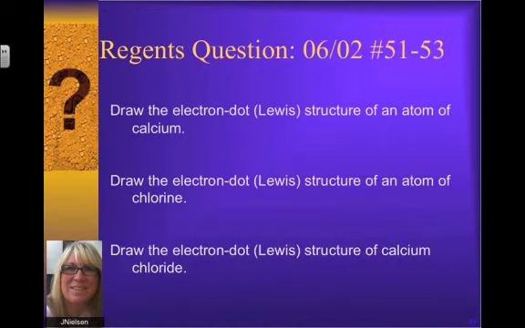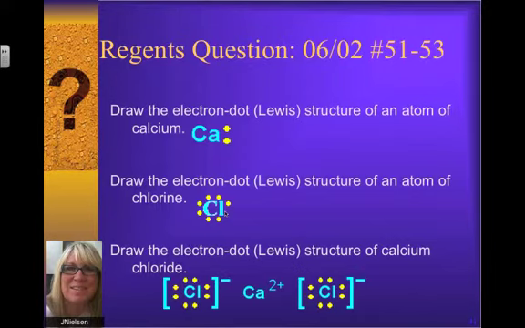Draw the Lewis structure for an atom of calcium. Calcium has 2 valence electrons, so Ca, 2 dots. Draw the electron structure for chlorine, Cl with 7 dots. Draw the electron-dot structure of calcium chloride. Well, you can see that chlorine only needs 1 more electron, but calcium wants to give up 2. So we're going to need another chlorine here. And that's what our final diagram would look like.